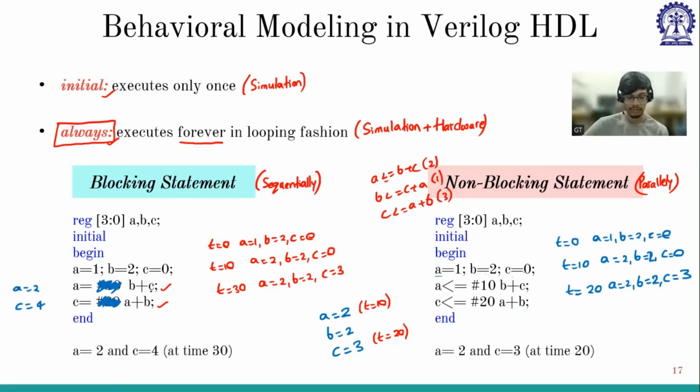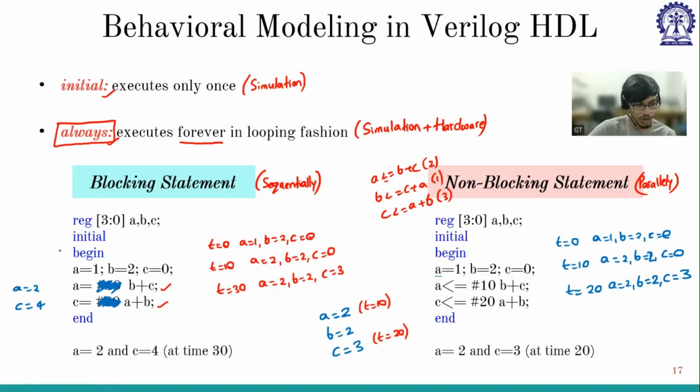Sir, reg [3:0] A, B, C. Does it mean that A is 4 bits, B is 4 bits, C is 4 bits? If B and C are just single bits and only A is 4 bits, then how do I represent it?